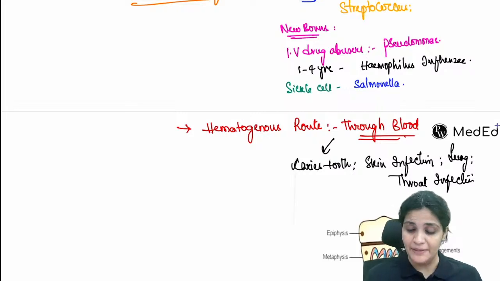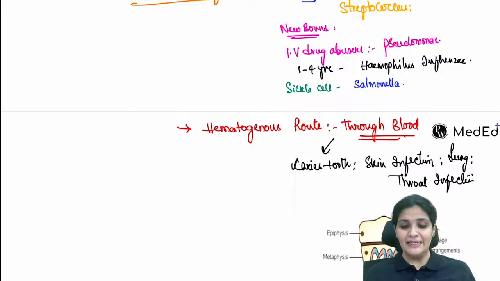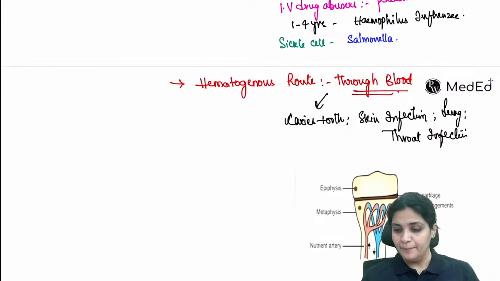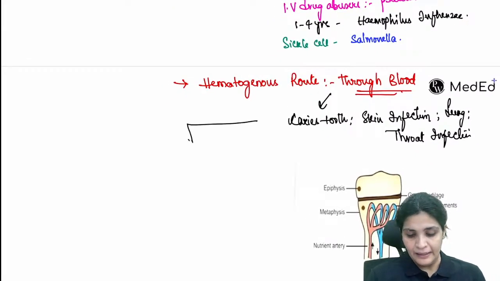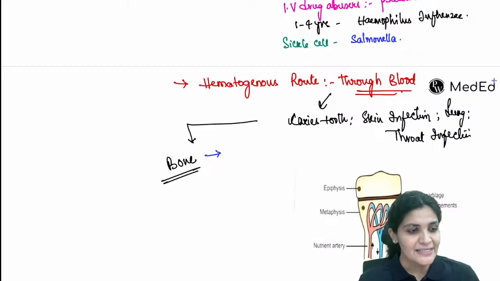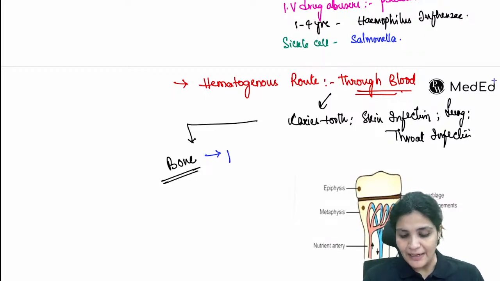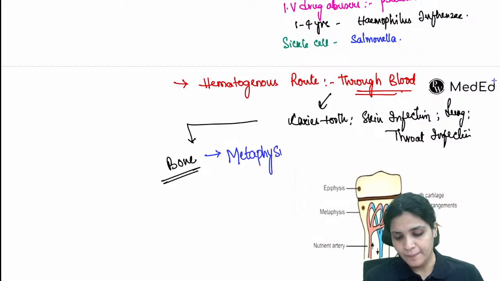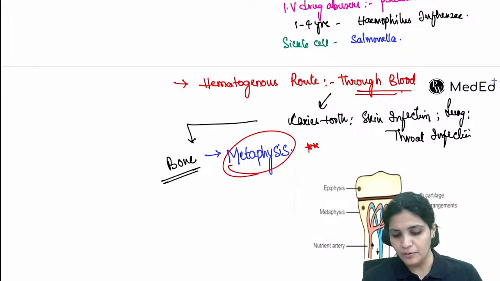And now what happens is once the bacteria is entering into the blood, it resides in the blood, and then it takes its route to the bone. And in the bone, if you remember, there are three structures, right? So epiphysis, metaphysis, and diaphysis. So in that, our bacteria chooses metaphysis. It's also very, very important to remember.